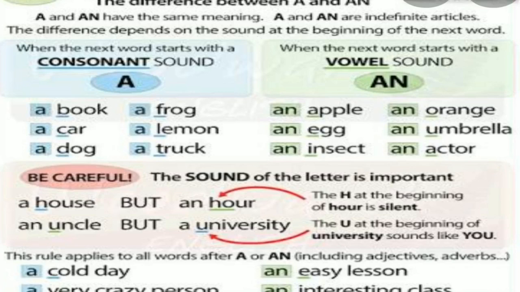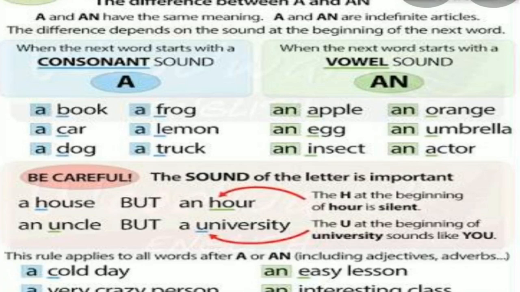When the next word starts with a consonant sound, for example, a book. B, C, D, F, L, T, these are all consonants. A book, a car, a dog, a frog, a lemon. But when the next word starts with a vowel, for example, I say an apple, an egg, an insect, an orange, an umbrella, an actor. So when the word begins with a vowel, we use an, otherwise we use a.